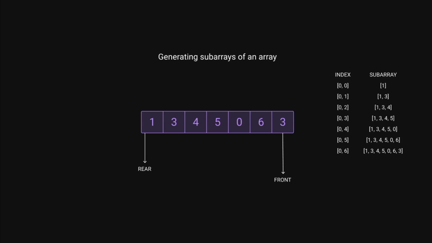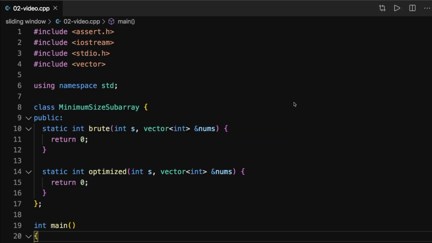Next, we start with rear at index 1. To keep duplicates out, we only move front in range starting at rear and forward. We repeat this until both rear and front are at the last index. We have now generated all possible subarrays of the array. With generation of subarrays out of the way, let's write our brute force code.